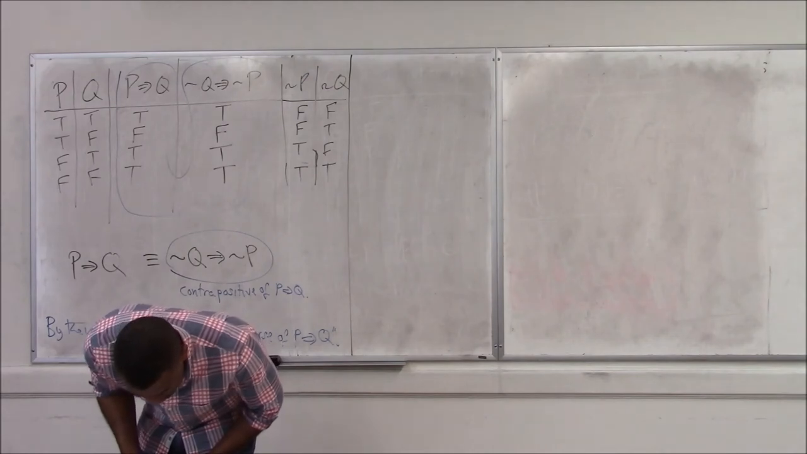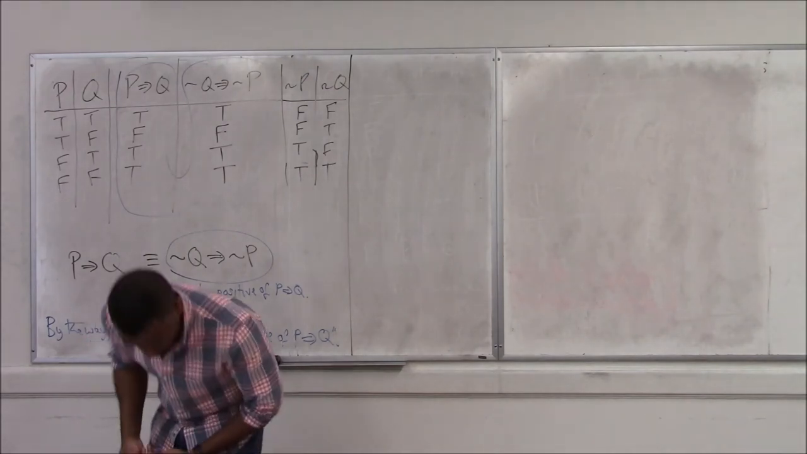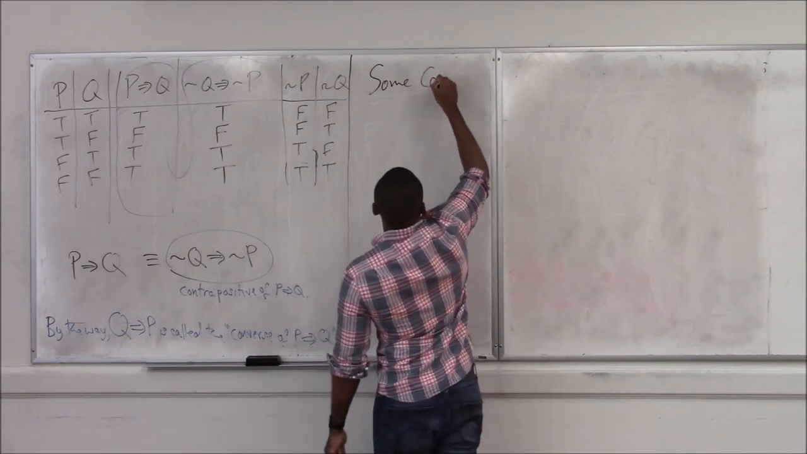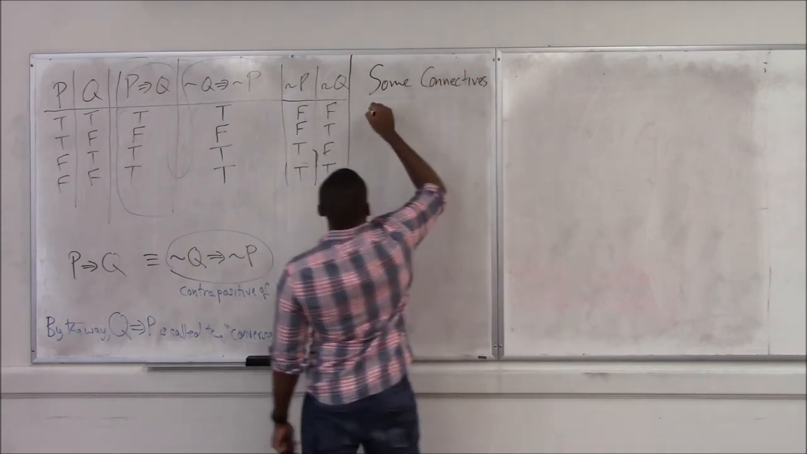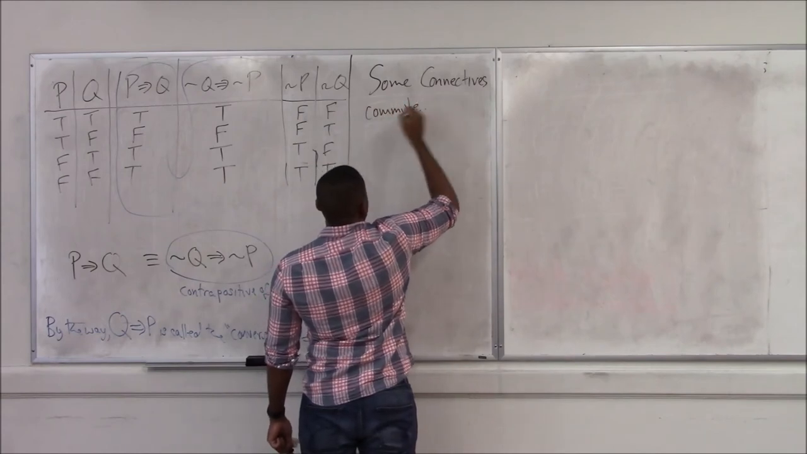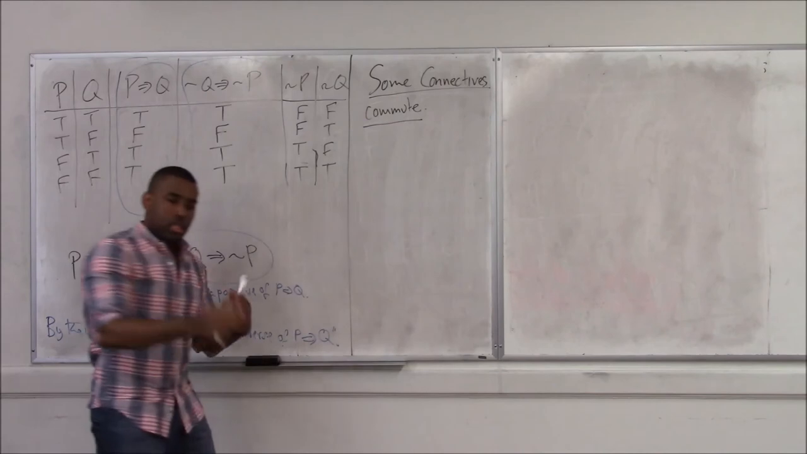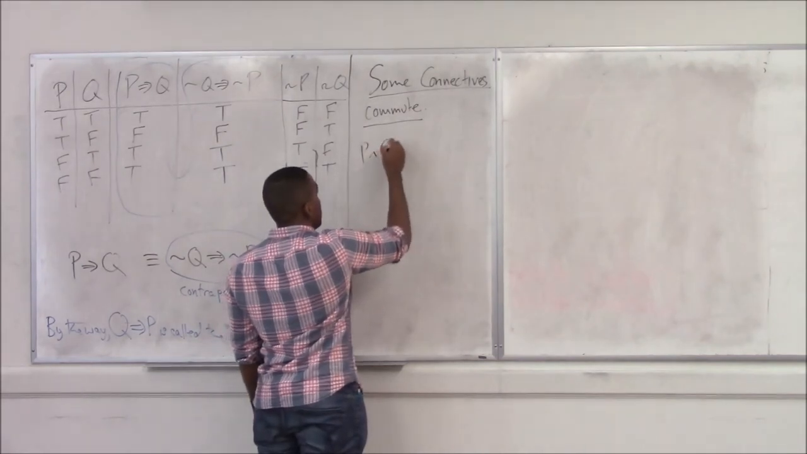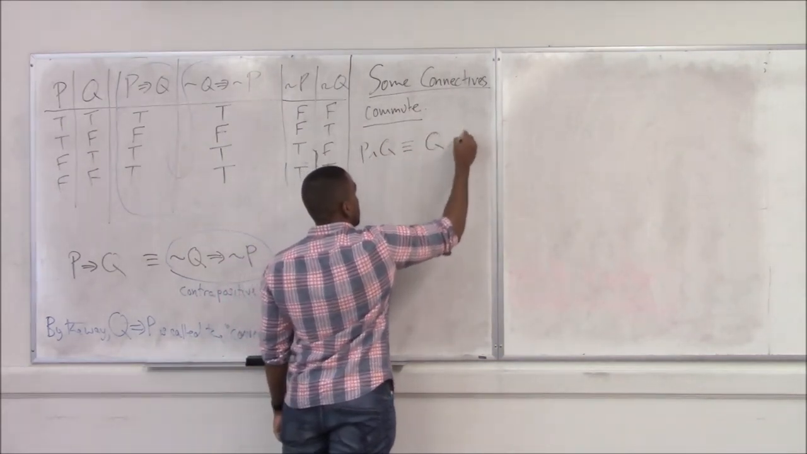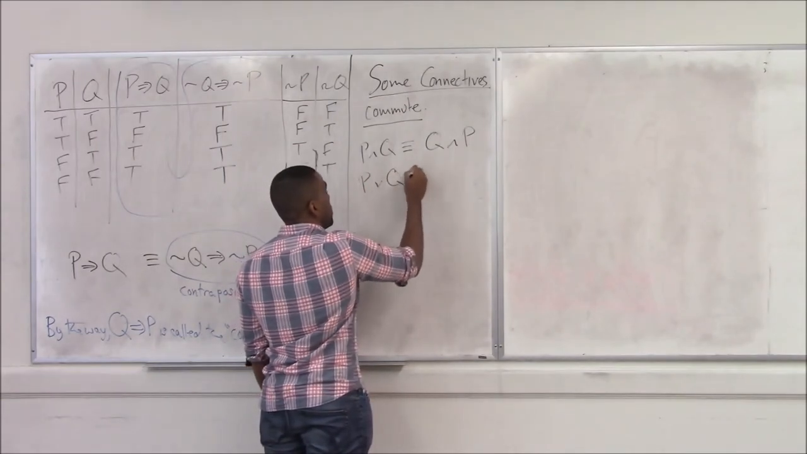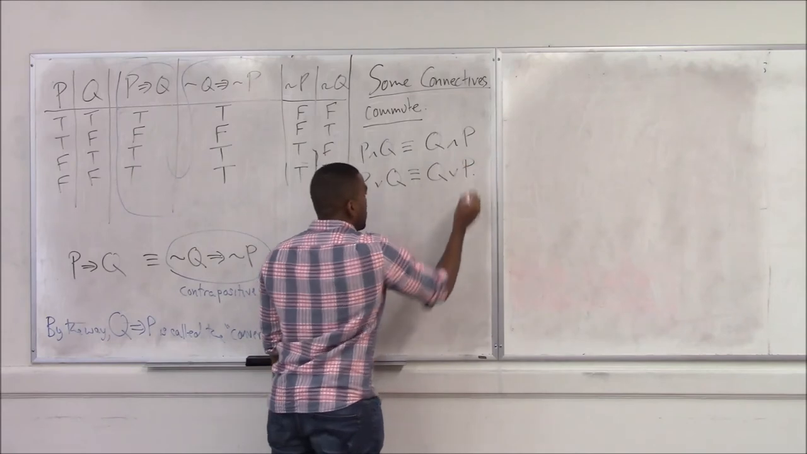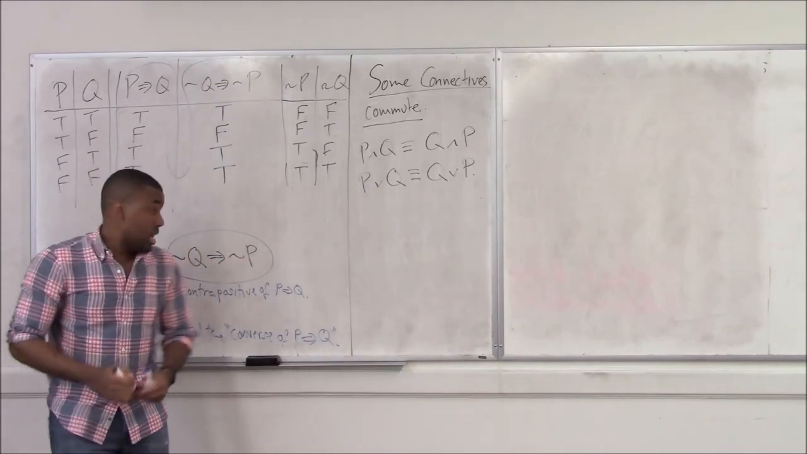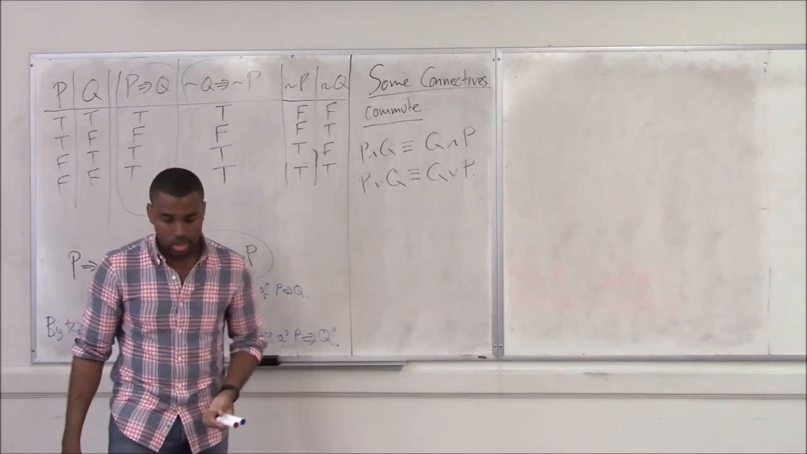So that's De Morgan's laws, and what else do I want to tell you about? Some connectives commute. In math, the word commutes means it works in any order. And it turns out that and, or commute. So saying P and Q is equivalent to saying Q and P. And saying P or Q is equivalent to saying Q or P. So it doesn't matter in which order you say the statements when connecting them with and or or. If you're connecting things with an implication, the order matters.